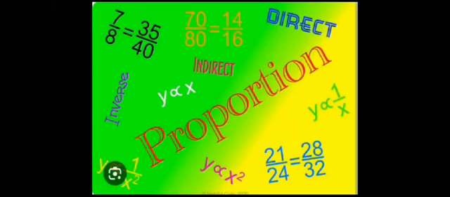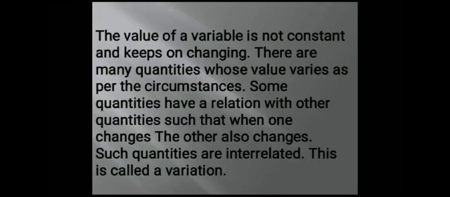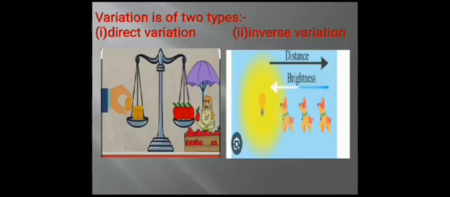Today we are going to learn about direct and inverse proportion. The value of a variable is not constant and keeps on changing. There are many quantities whose value varies as per the circumstances. Some quantities have a relation with other quantities such that when one changes, the other also changes. Such quantities are interrelated, so they are called variation, or we can say proportion.